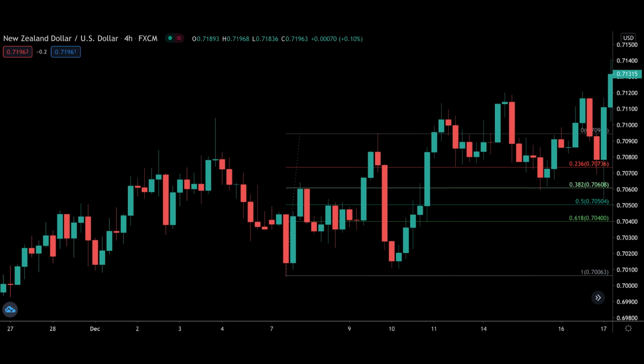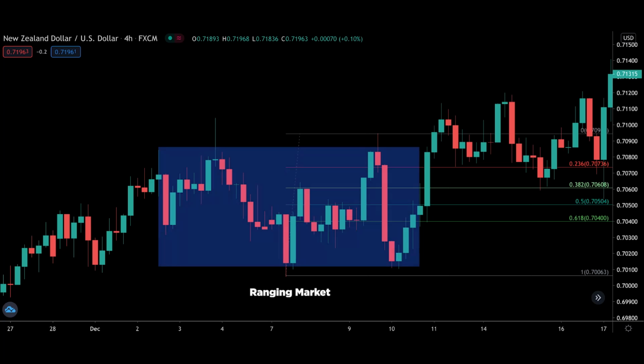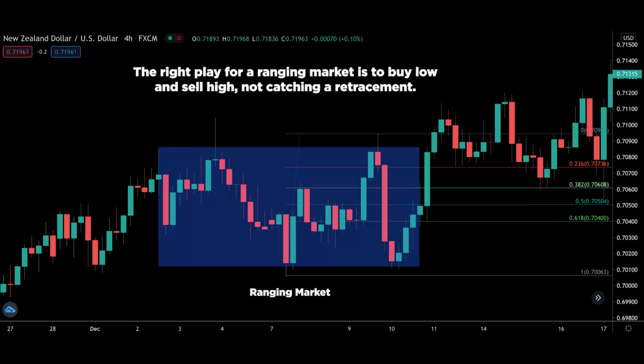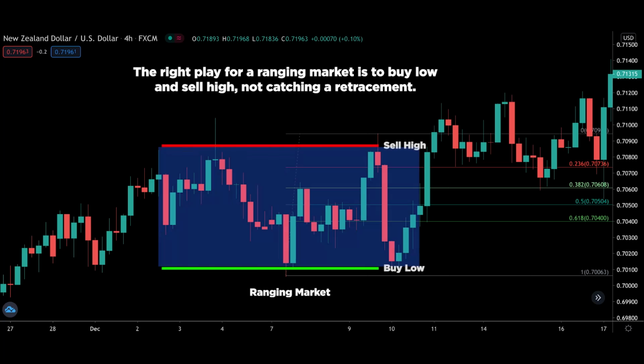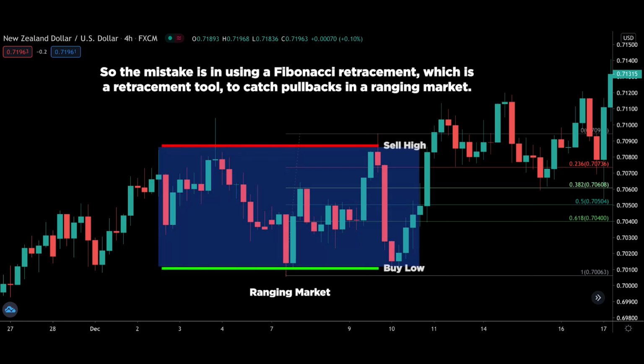Well, as you can see, we are in a ranging market. And the right play for a ranging market is to buy low and sell high, not catching a retracement. So the mistake is in using a Fibonacci retracement, which is a retracement tool to catch pullbacks, in a ranging market. Now, suppose the newbie trader is a little more experienced.